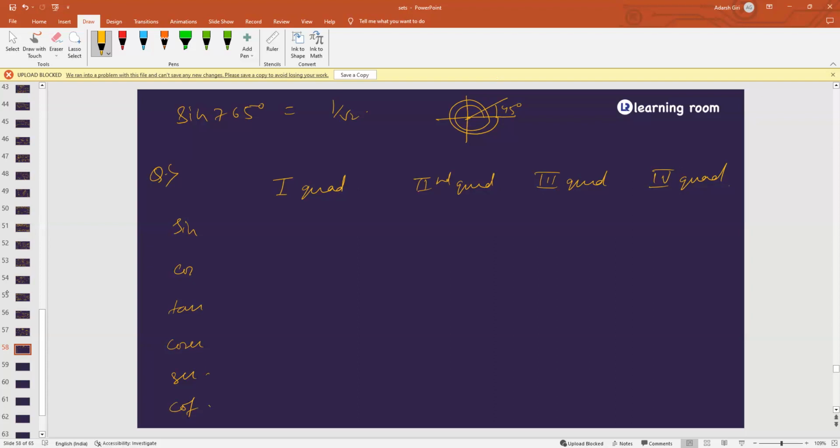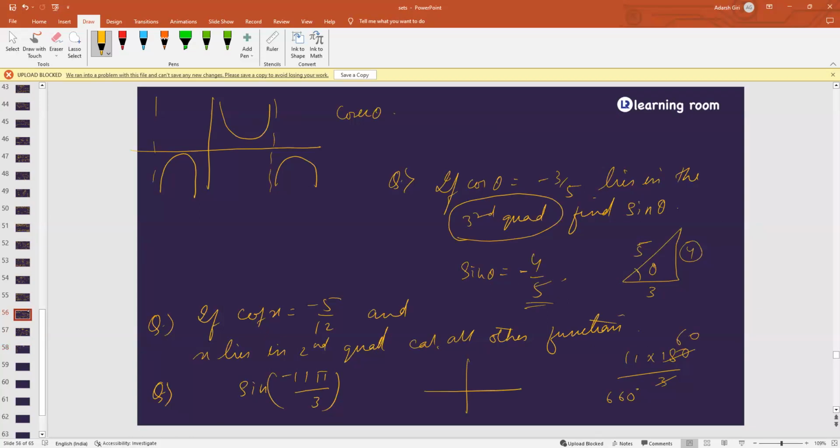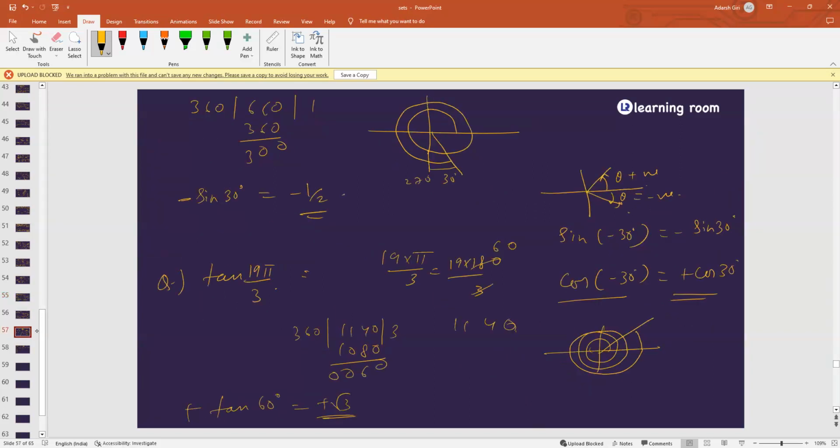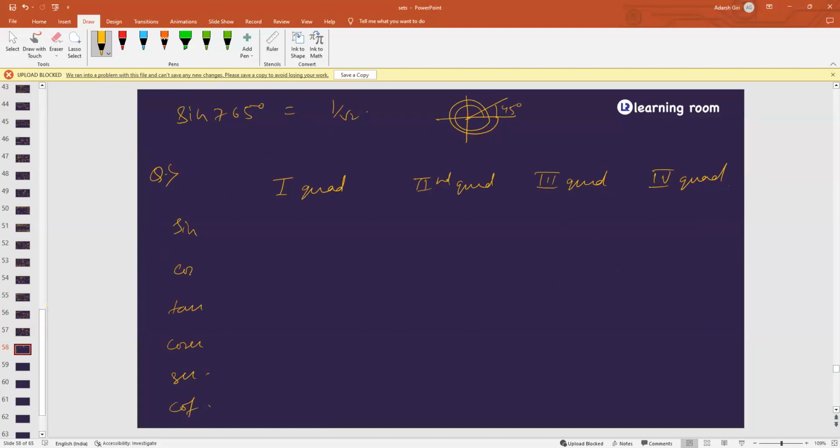How will you tell? Let us get back to the graph. The first quadrant means 0 to 90 degrees. So it is 0, it is 90, this is 180. You can see that by increasing the value from 0 to 90 degrees, the sine value is increasing from 0 to 1. So in the first quadrant, the sine function is increasing. Increasing function means that with increasing input, you get increasing results.